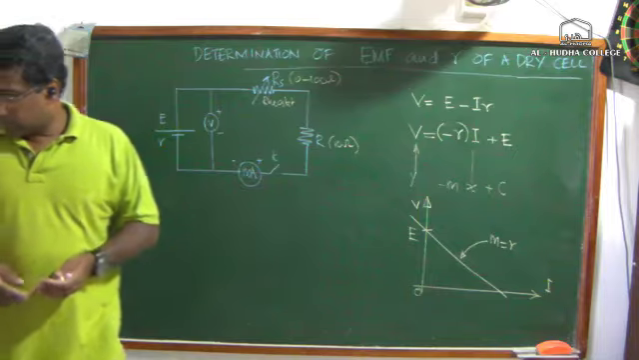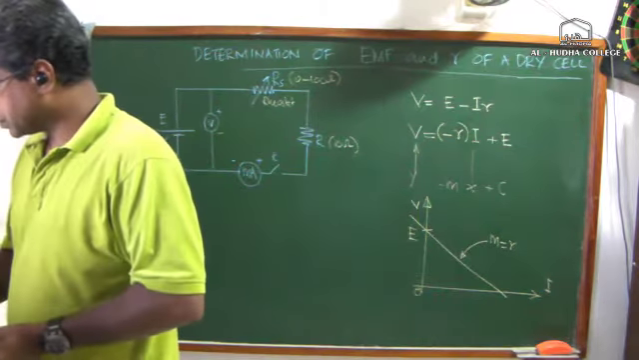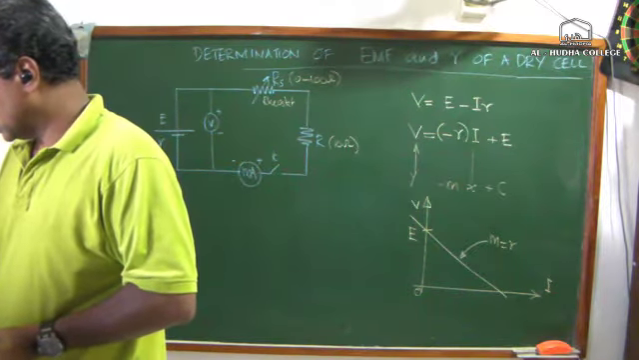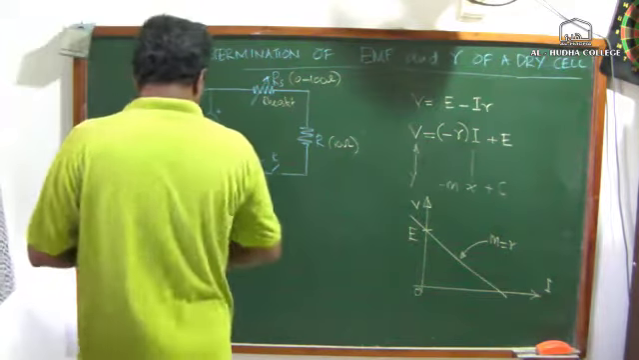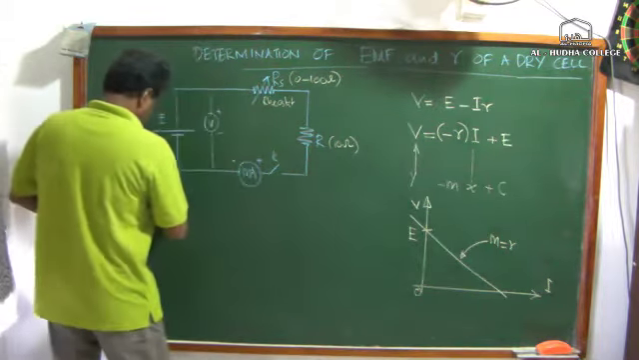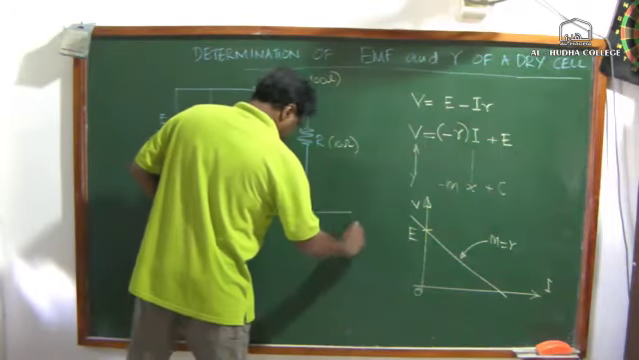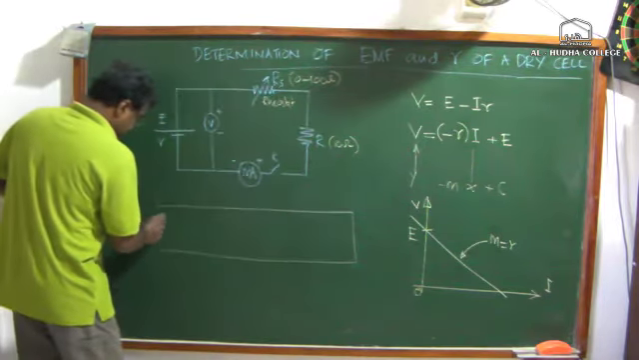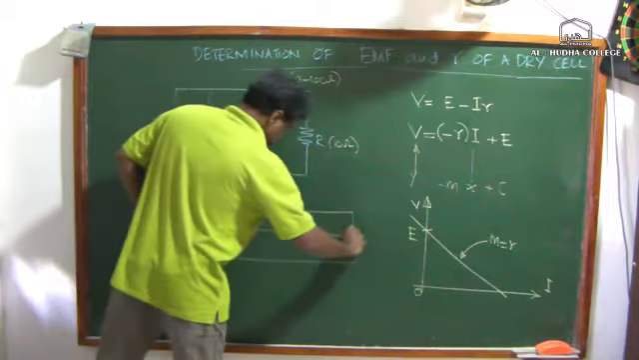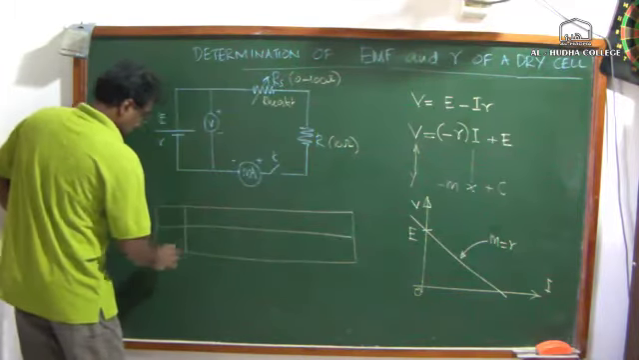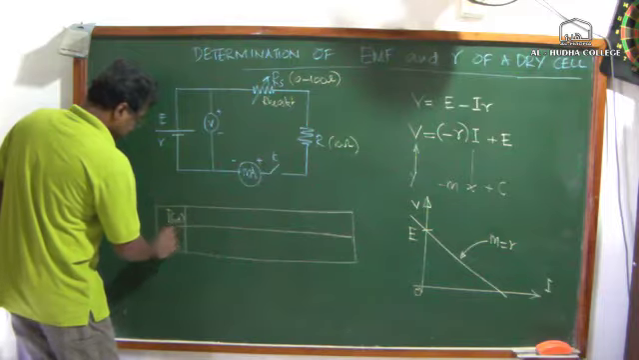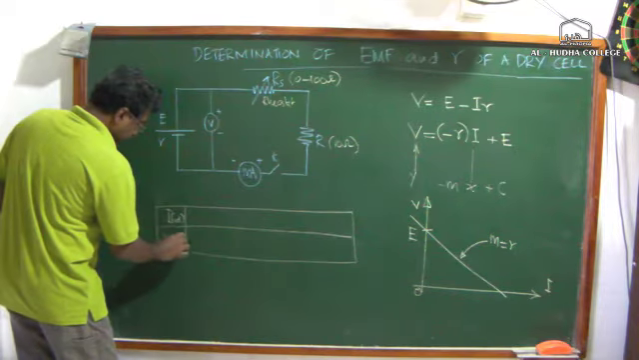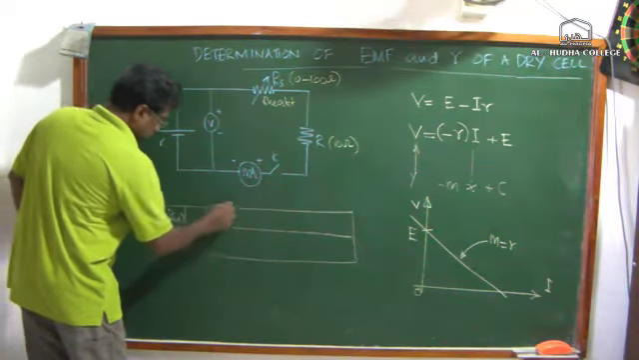So we will now take measurements. They ask you to prepare a table. You can go through the book. They say a table with current in milliamps and voltage reading in volts.